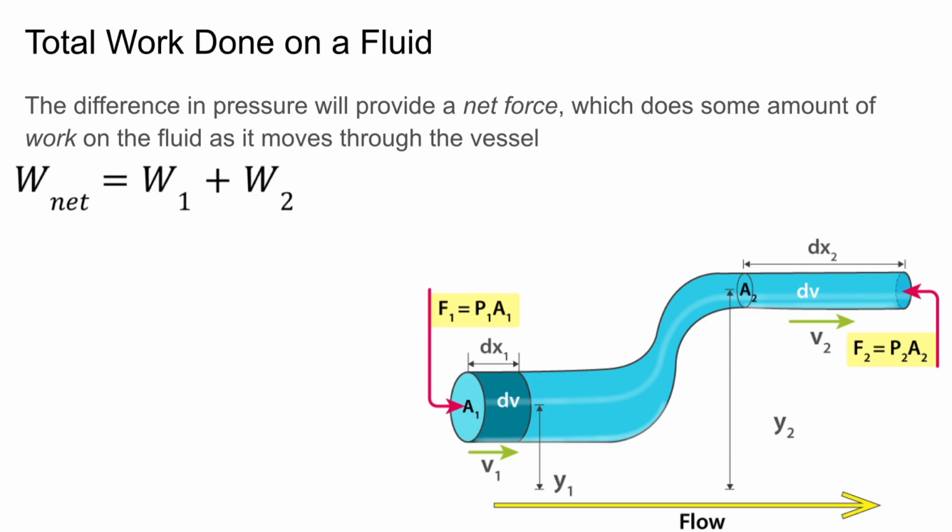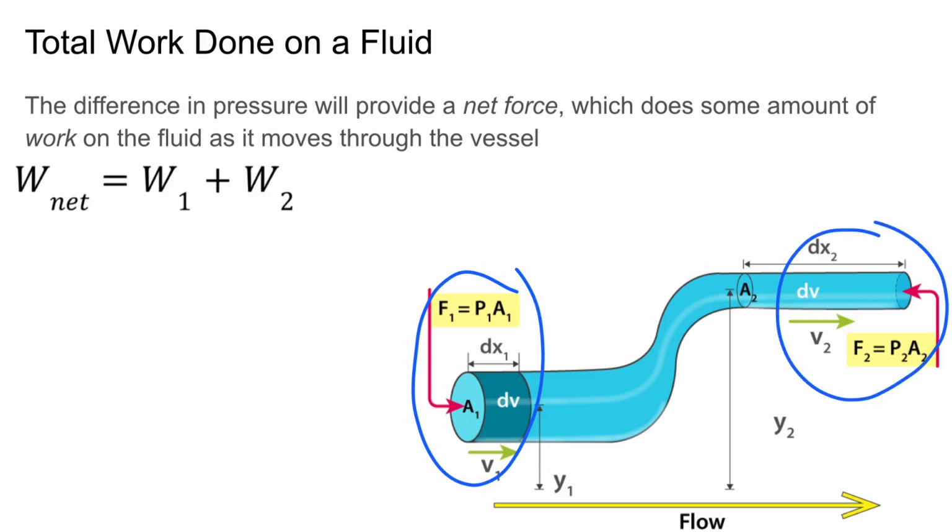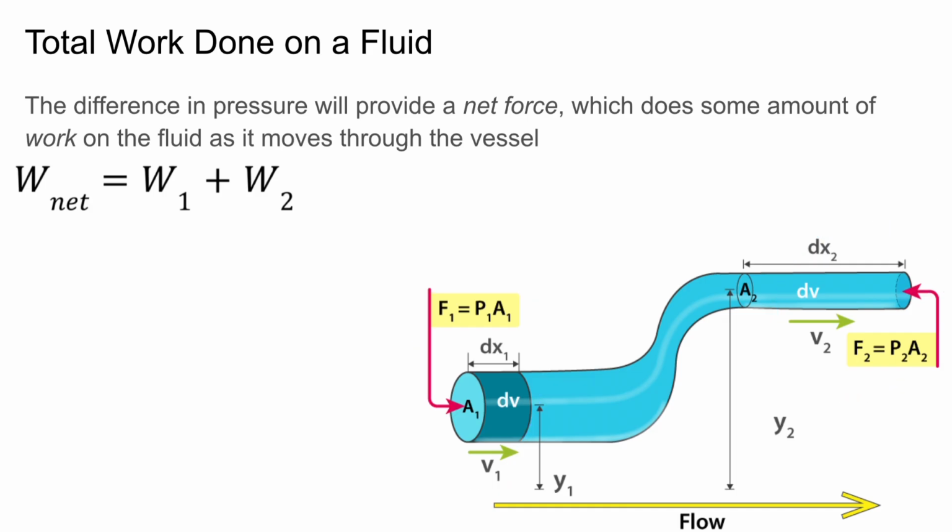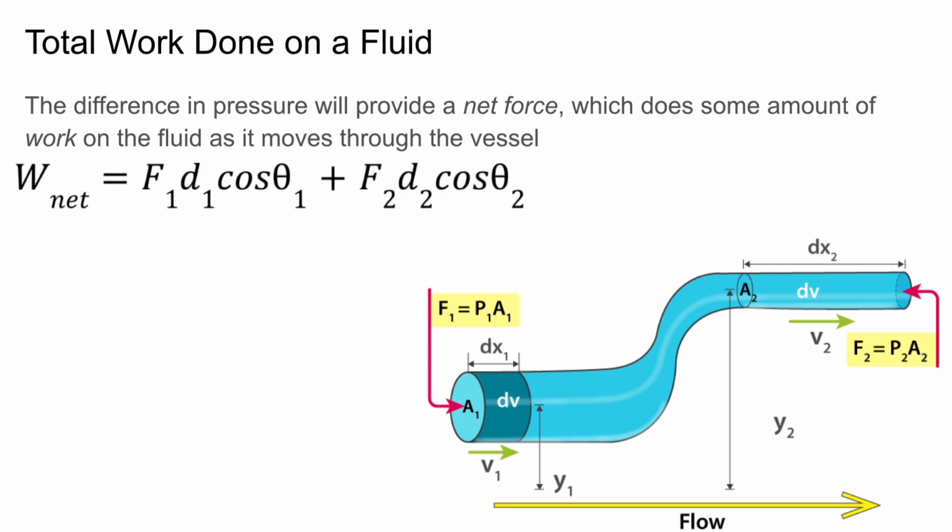So we can set up our work equation. We know that our net work is the sum of all the work being done on the system that we're looking at. Since we have some work being done at point one on the upstream end of our fluid, and some work being done by the force at the downstream end, we can make a net work equation for those two forces and the pressures providing them. We know that we can break down work into force times distance times the cosine of the angle between the force and the direction of motion of the system.